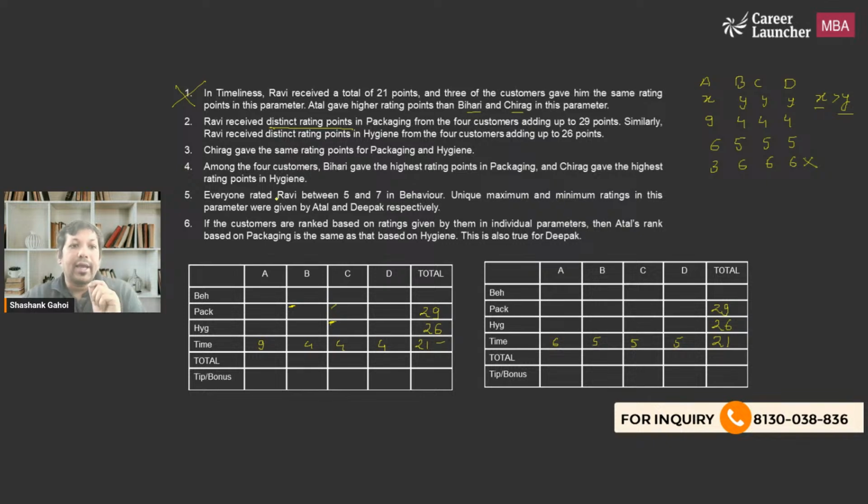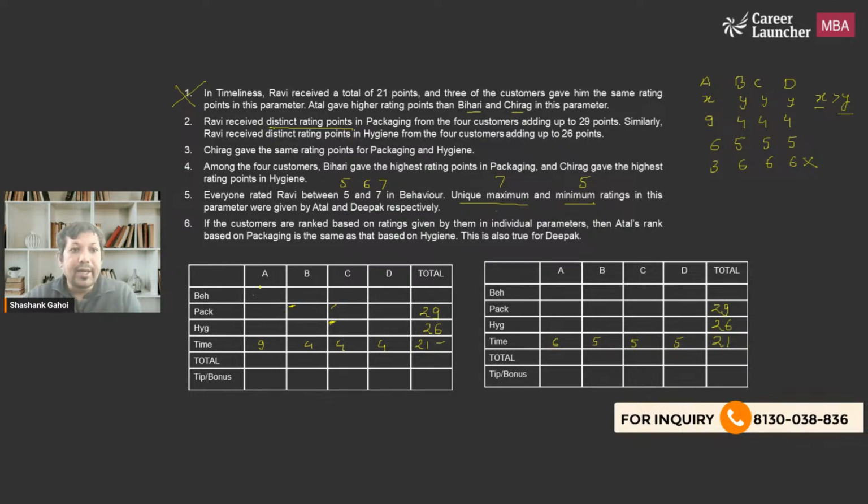Everyone rated Ravi between 5 and 7 in behavior. So in behavior, every value should lie between 5 and 7, with a unique maximum and unique minimum. So there are three possibilities: 5, 6, and 7. Unique maximum means 7, and unique minimum is 5. It means 7 cannot appear more than once. That's the meaning of unique maximum. Unique minimum means the same value cannot be repeated twice.